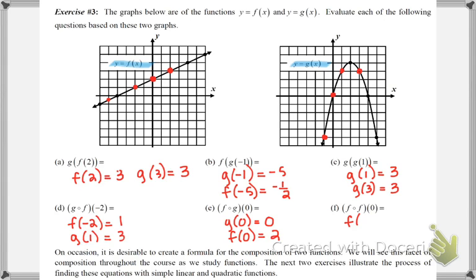Okay, what is f of 0? Well, we just determined that. That was equal to 2. Now we want f of 2. And again, f of 2 we can see is equal to 3.